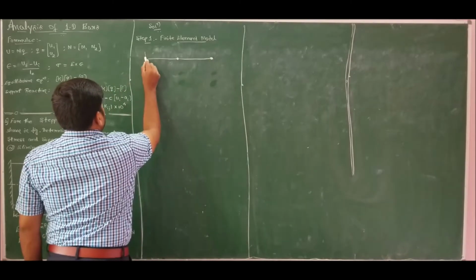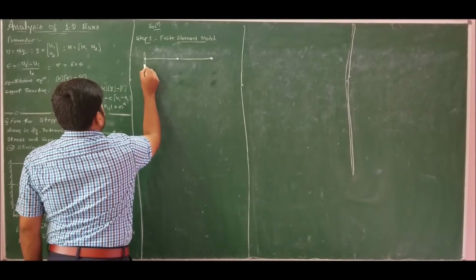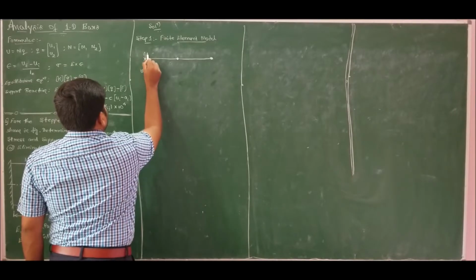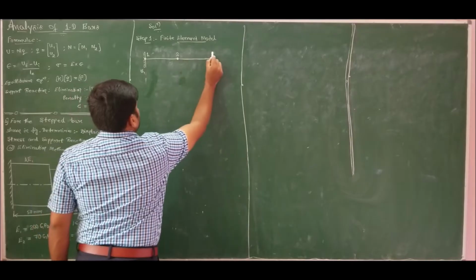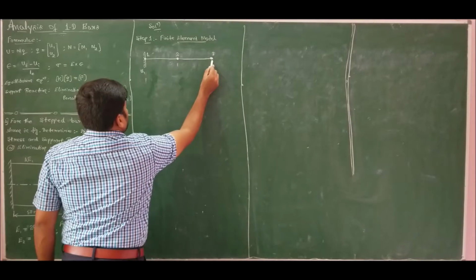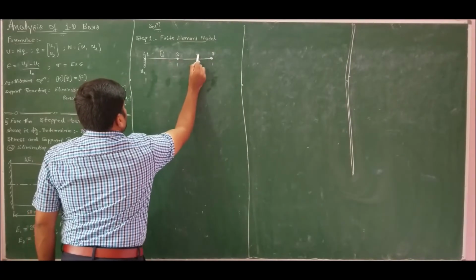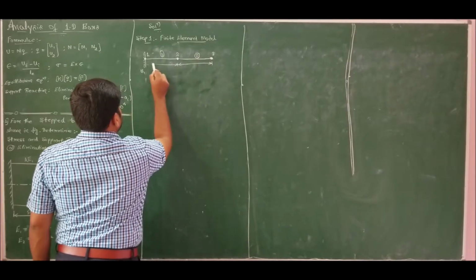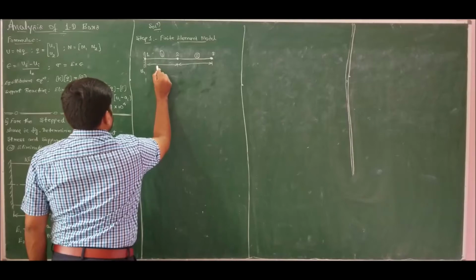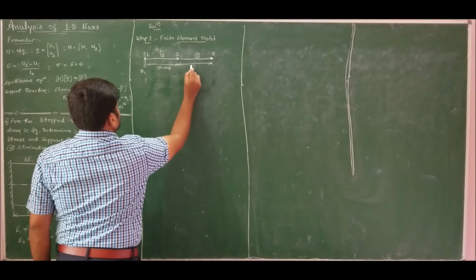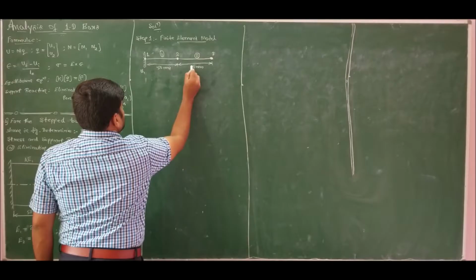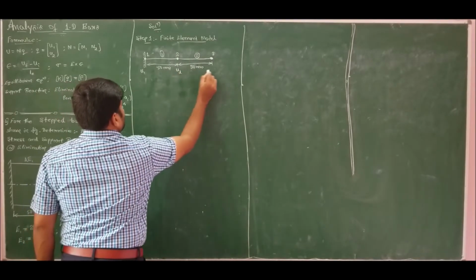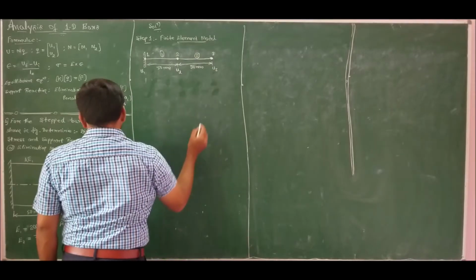So here we have the fixed boundary condition, so we have displacement u1 at this point. This is node number 1, node number 2 and node number 3. This is element number 1 and element number 2. Both the elements are of the same length, that is 50 millimeters. And the displacements are u1, u2 and u3.